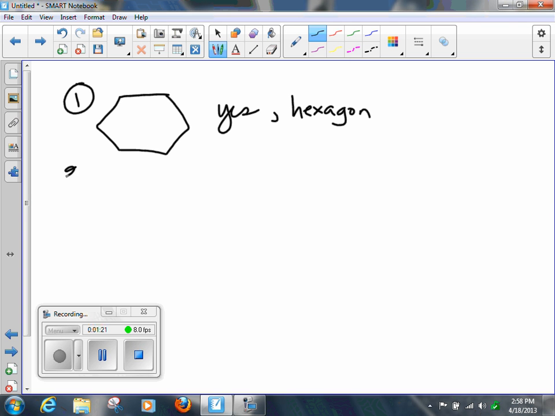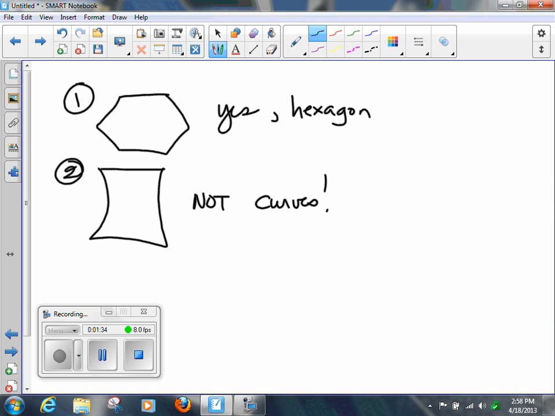All right, number 2 looks like this. Is that a polygon? No. Why? Curves. It's not a polygon. It curves. Write this down. I'm not doing this for my health. You have to write it last. I would, if it were me.